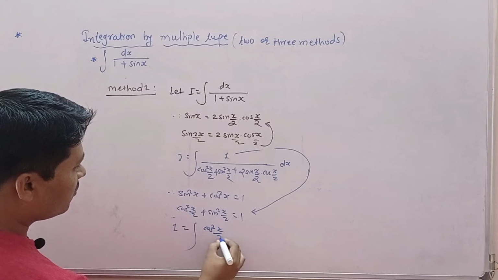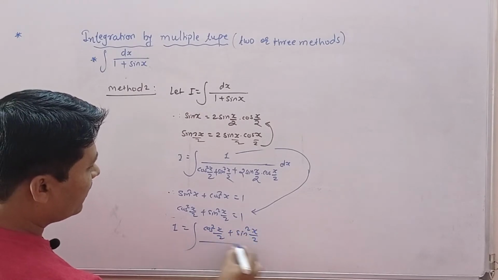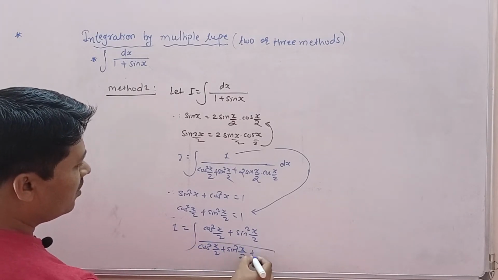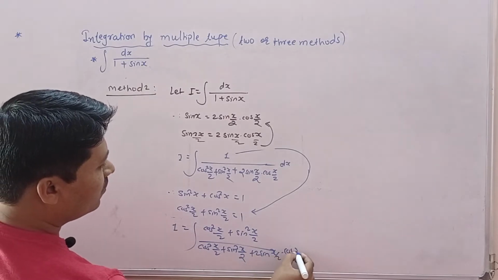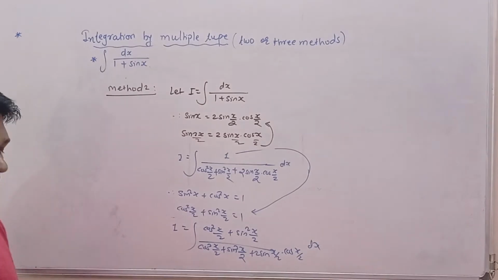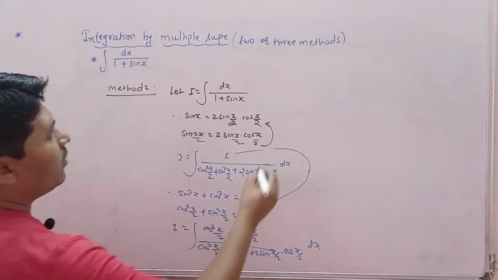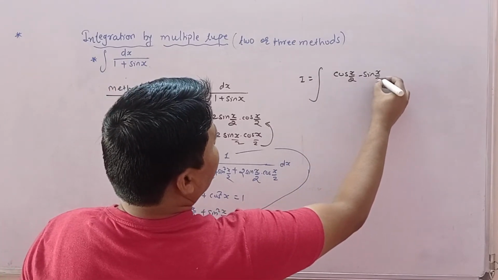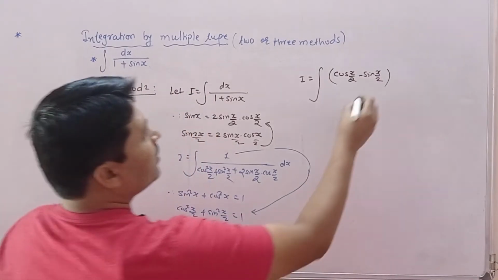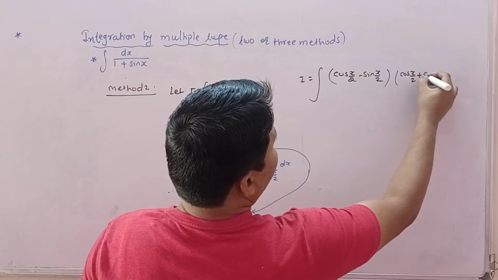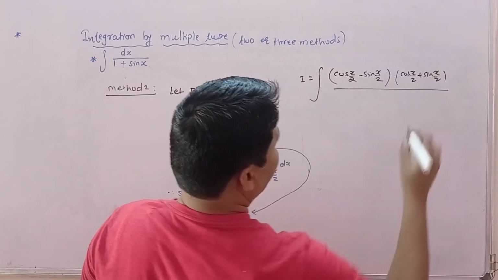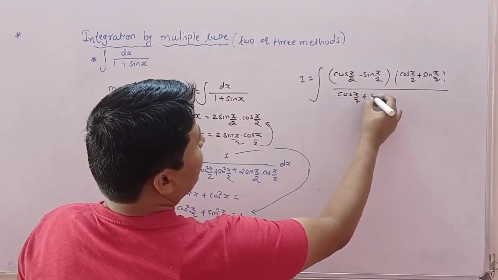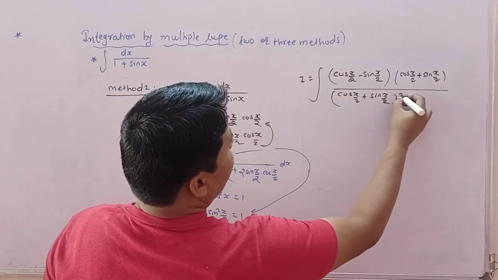Therefore this integral becomes cos square x by 2 plus sin square x by 2, divided by the whole term cos square x by 2 plus sin square x by 2 plus 2 times sin x by 2 into cos x by 2, dx. Now we observe this is a complete square. The numerator gives two factors: cos x by 2 minus sin x by 2 and cos x by 2 plus sin x by 2, divided by cos x by 2 plus sin x by 2 whole square.